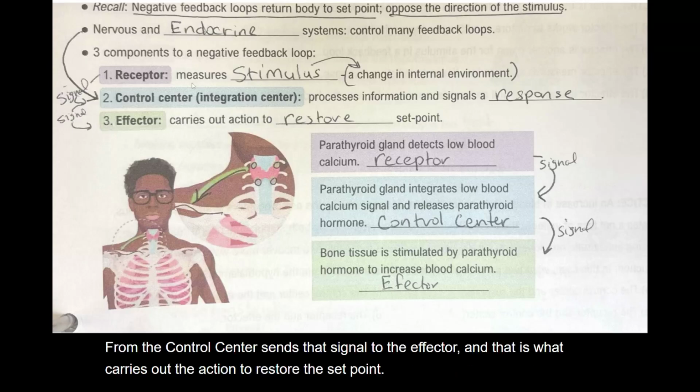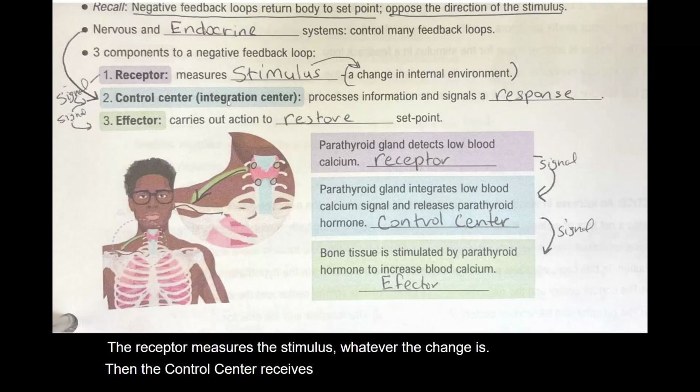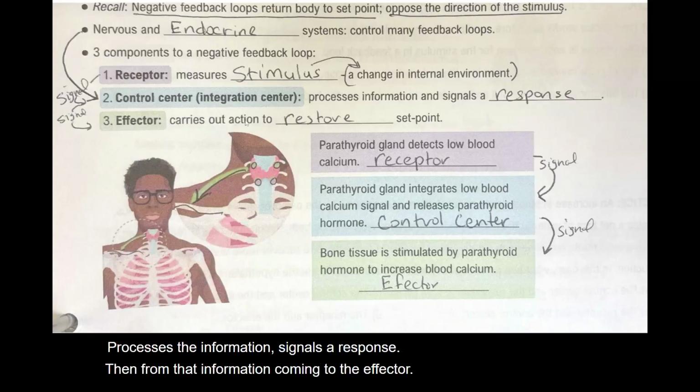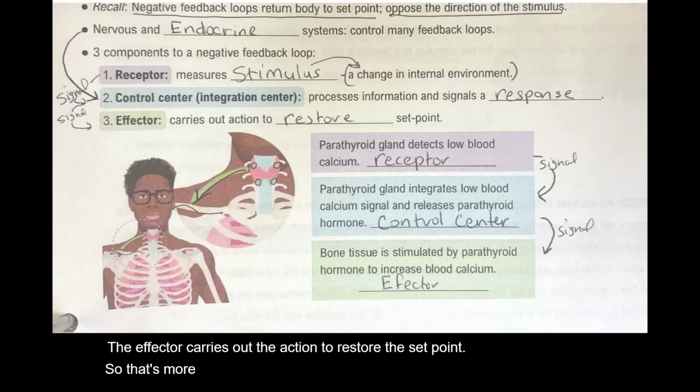Okay, so once again, the receptor measures the stimulus, whatever the change is. Then the control center receives that information, processes the information, signals a response. Then, from that information coming to the effector, it carries out the action to restore the set point. So that's more detail than the previous model. So here we have an example.